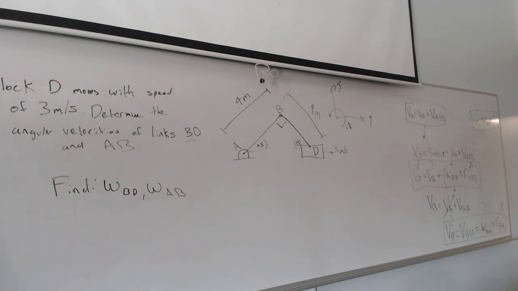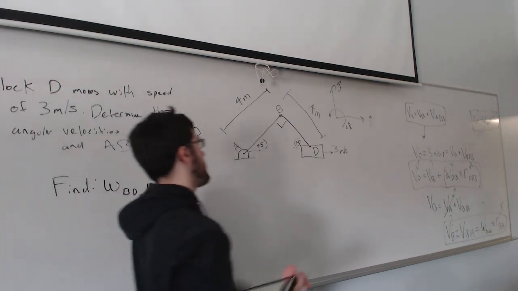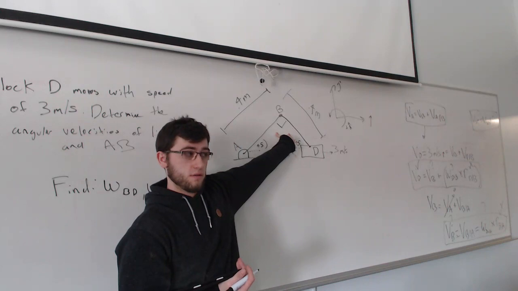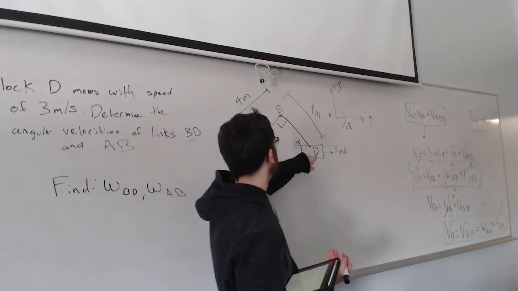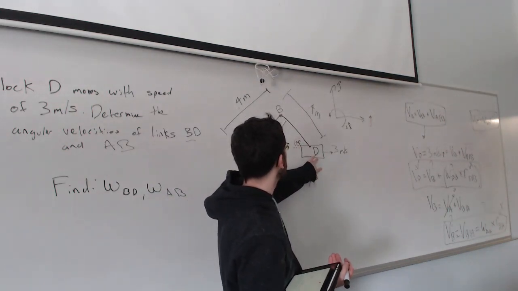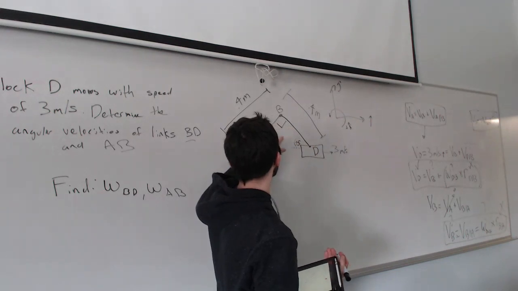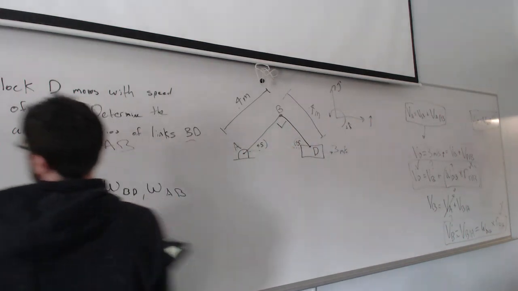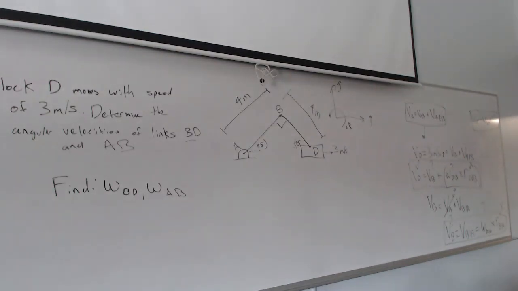Velocity of B. In the problem, you're given that this angle is a right angle between these links. And when D moves, link A and B are going to move. So what I can say there is that the velocity of B is then along this line when D moves.